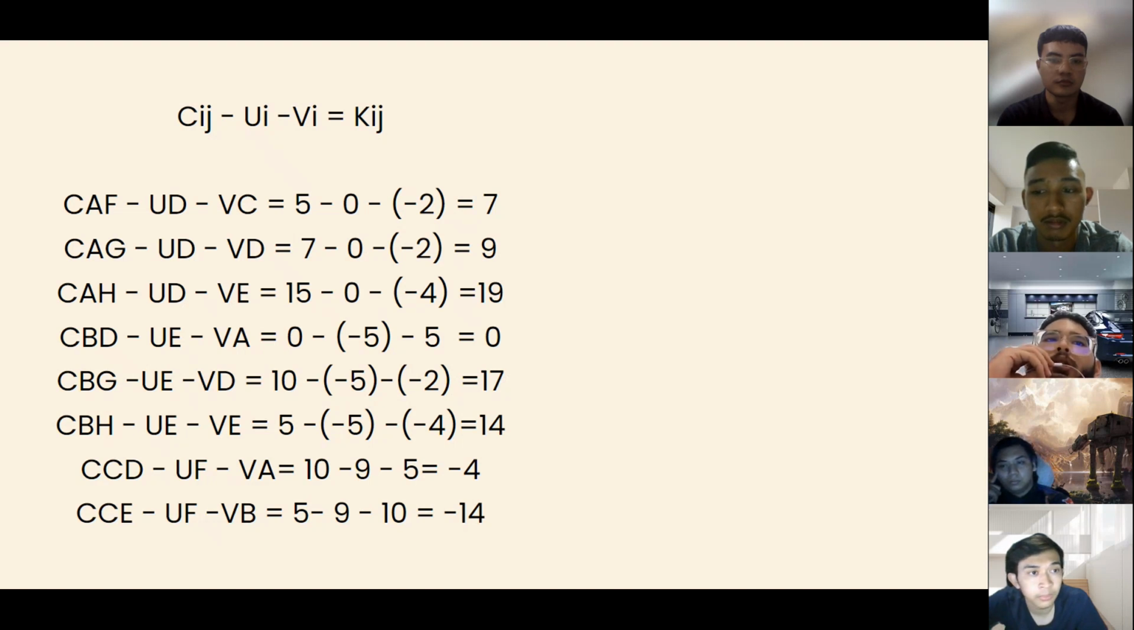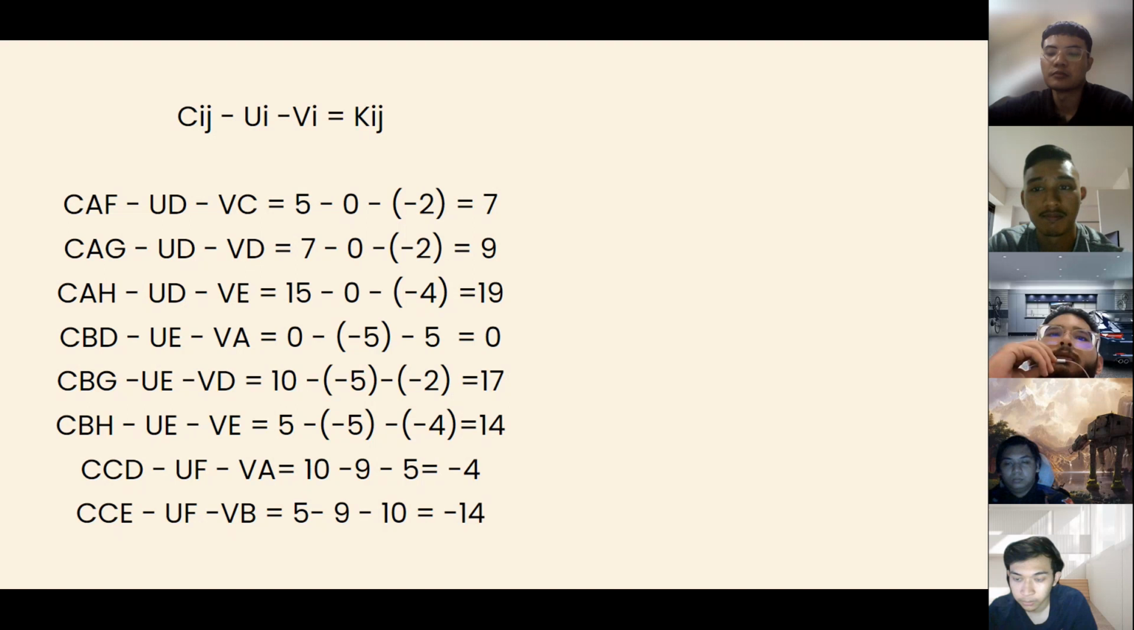So the total is 0. CBG minus UE minus VD, substitute 10 minus negative 5 minus negative 2, we get 17. CBH minus UE minus VE equals 5 minus negative 5 minus negative 4, we get 14. CCD minus UF minus VA, 10 minus 9 minus 5, we get negative 4. And then CCE minus UF minus VB, 5 minus 9 minus 10, negative 14. All right, I'll pass to my next friend.